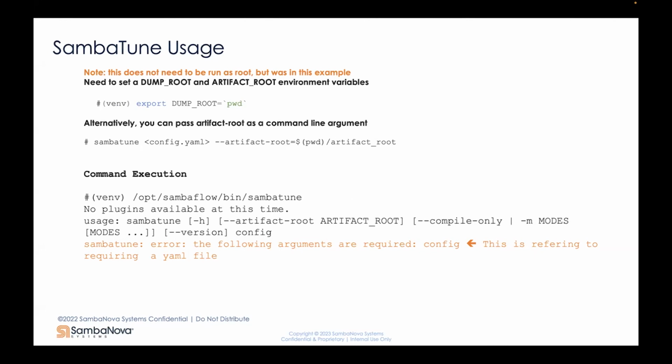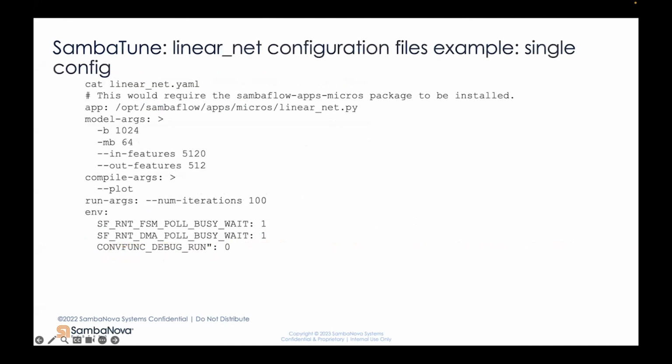Just so you know, when you install SambaTune in 1.16 and above, there are sample configs under opt SambaFlow SambaTune, and this is just one of them. We provide, I think, 8 sample configurations for you to look at, so you can leverage one and create a YAML file for your model. If you have any problems creating that YAML file, obviously feel free to reach out to us and we will assist.